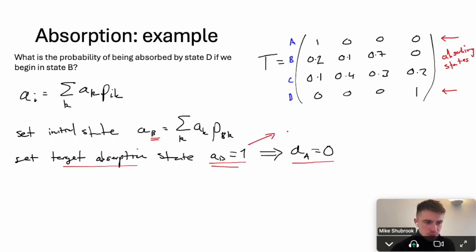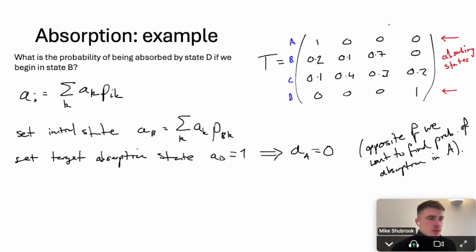Why is this true? Well, if we begin in D, there's 0 probability of leaving D, so therefore there's 100% probability of staying in D. Whereas if we begin in A, because it's an absorbing state, we cannot leave it, therefore we cannot reach D. So the probability of reaching D, if we begin in A, is equal to 0. Now what's nice here is that it's very easy to find out the probability of being absorbed in A instead. All we need to do is swap these two numbers around.